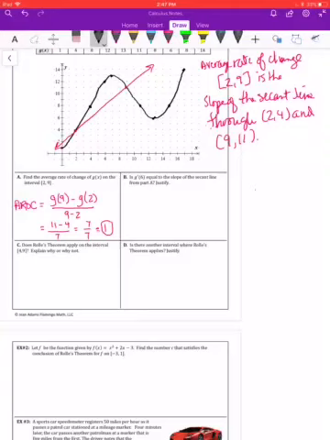Okay, we're back. My pen went out, so now I've got it charged.